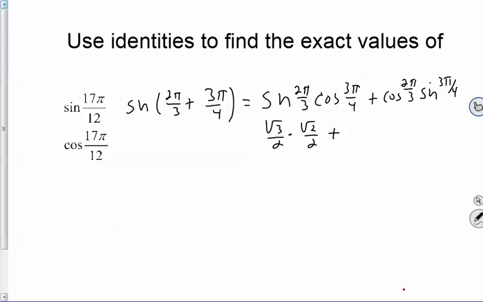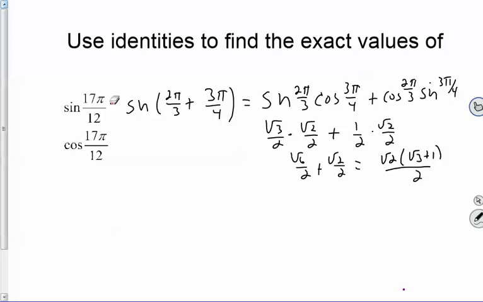Plus, what's the cosine of 2 pi over 3? I think that's 1 half. And the sine of 3 pi over 4, I think, is radical 2 over 2. All right, so then this is radical 6 over 2 plus radical 2 over 2. And then to simplify that, I can pull out a radical 2 here, and so it's radical 3 plus 1 all over 2.